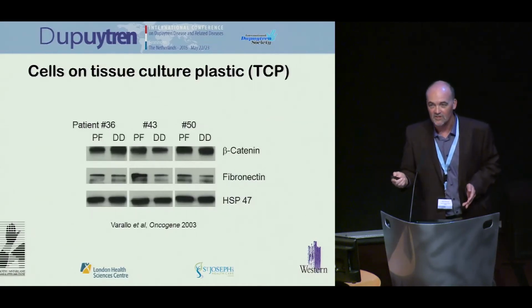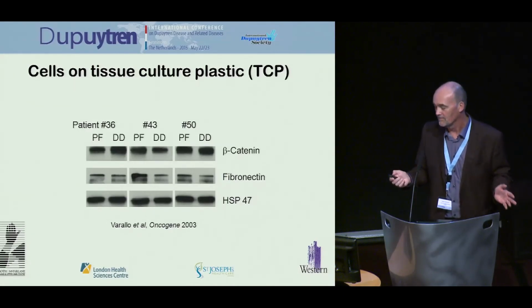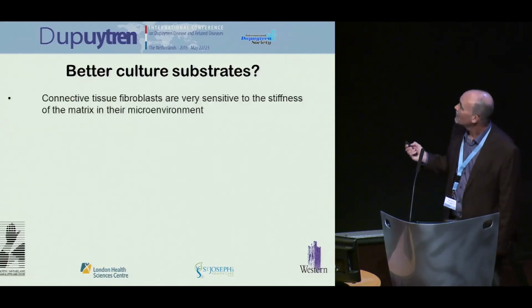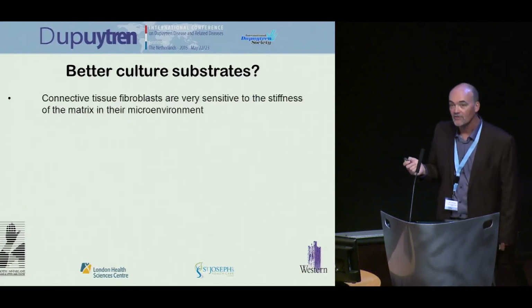What's wrong with our culture system that when we look in the tissues, we see this marked difference, but when we look in the cells, we don't see it anymore? And we came to the conclusion that maybe it was about the culture substrate. Connective tissue cells are very sensitive to the stiffness of the matrix in their microenvironment.